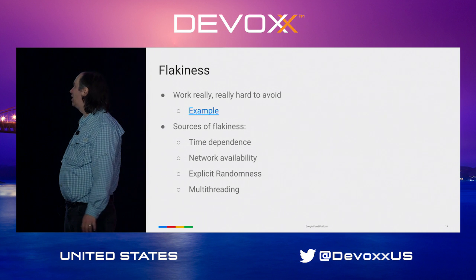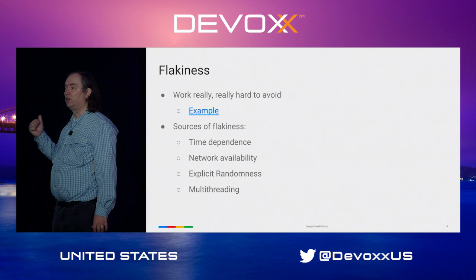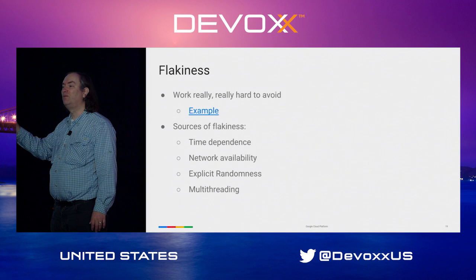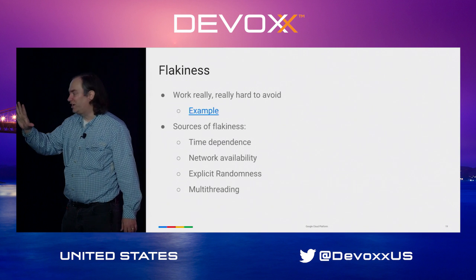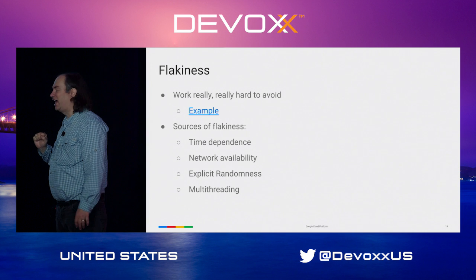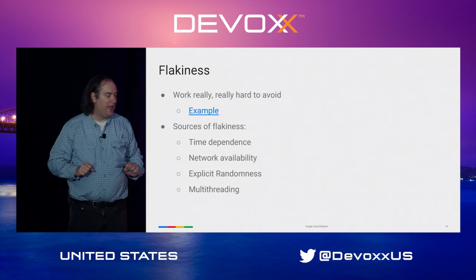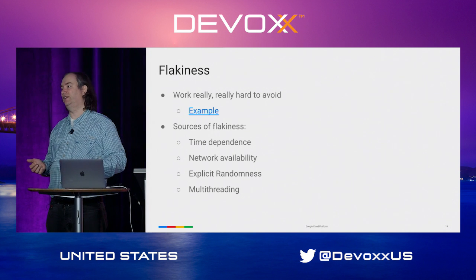So that's something to watch out for. Explicit randomness. This is a really bad idea. If you see in a unit test math.random or the rand function in C or anything like that, watch out. Big warning flags should go off. Sirens, klaxons, alarms. And then the really nasty one, multi-threading.